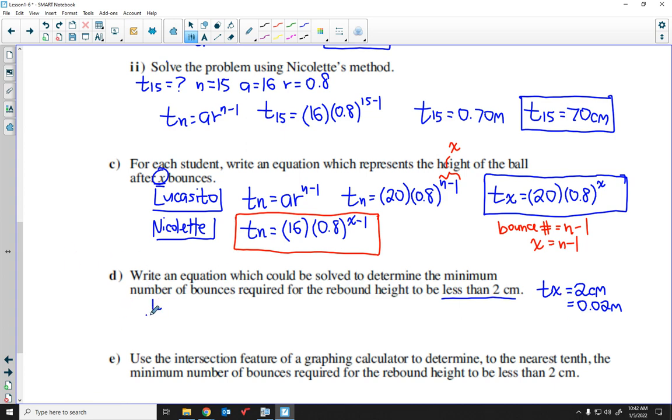So if we use Lucacito's equation, all we're going to do is replace t of x with 0.02. So your equation would be 0.02 is equal to 20 and then 0.8 to the power x. And for Nicolette, we're going to again replace, I forgot to change that to a tx here. My bad. Let's quickly flip that.